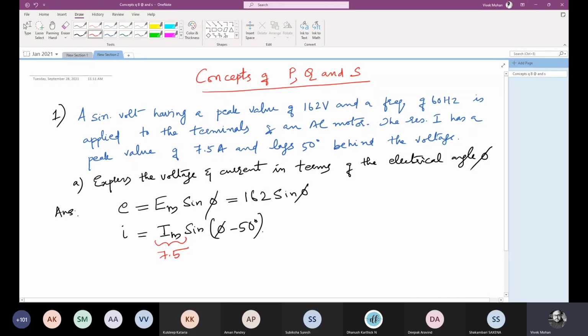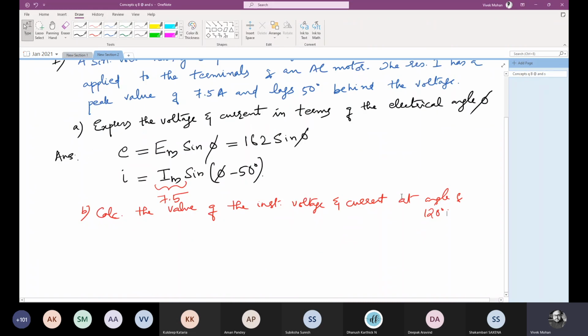Right. Now we are slowly moving on to the second part of the question. Calculate the value of the instantaneous voltage and current at an angle of 120 degrees. How will I find it? I will substitute 120 degrees for phi here, and here also I will substitute 120 degrees.